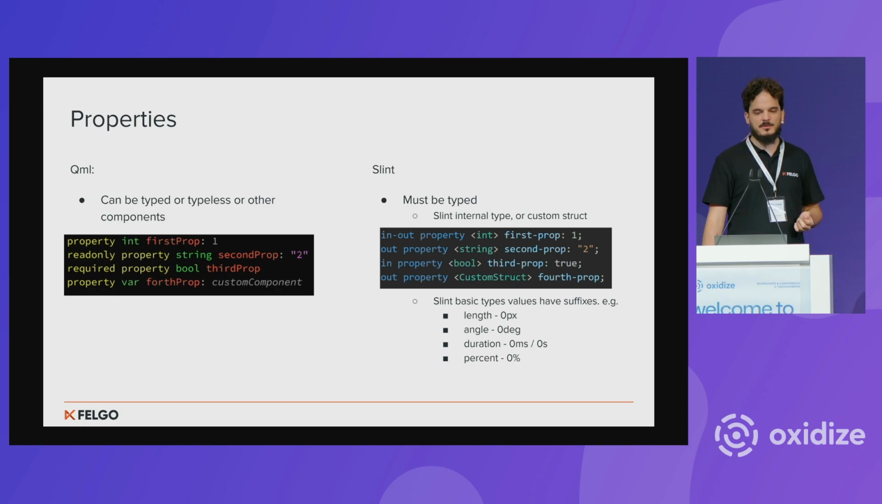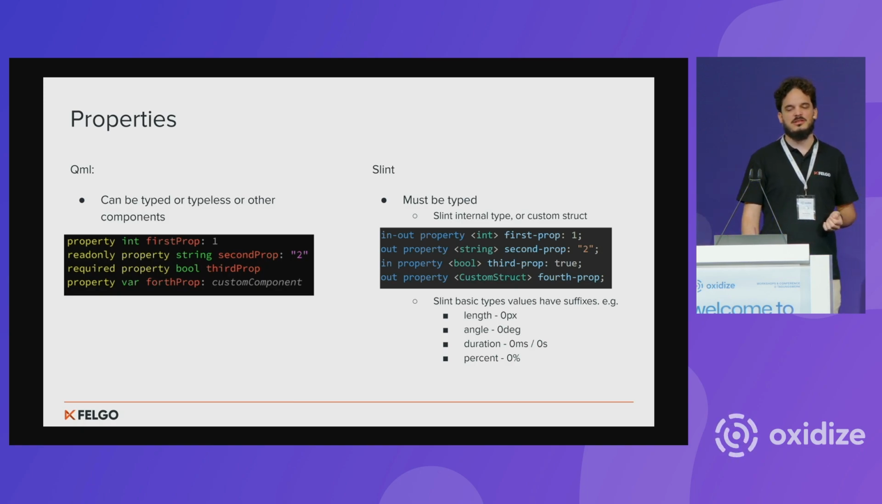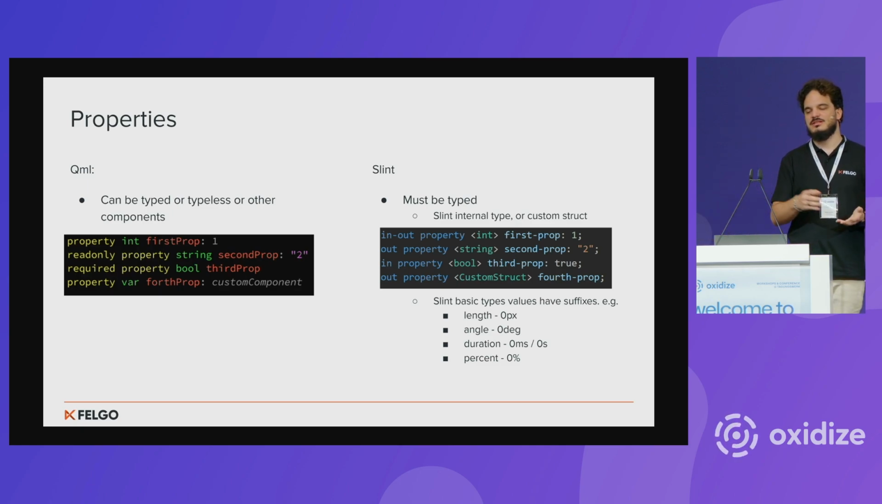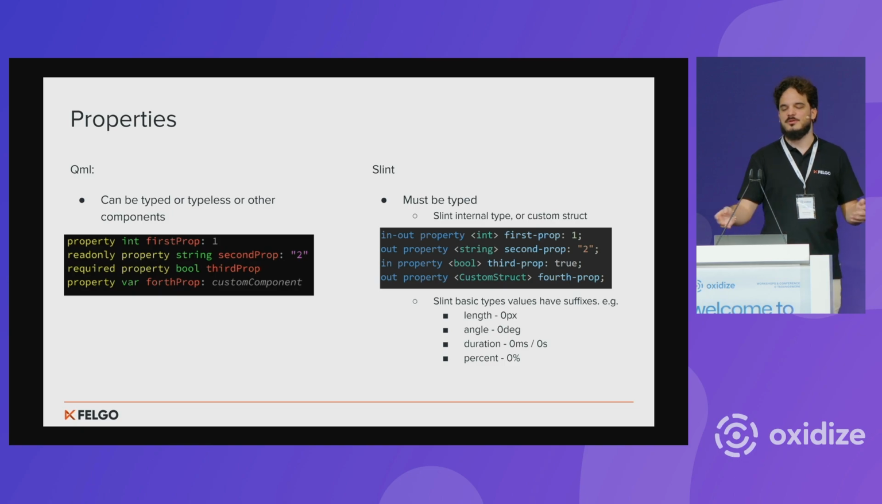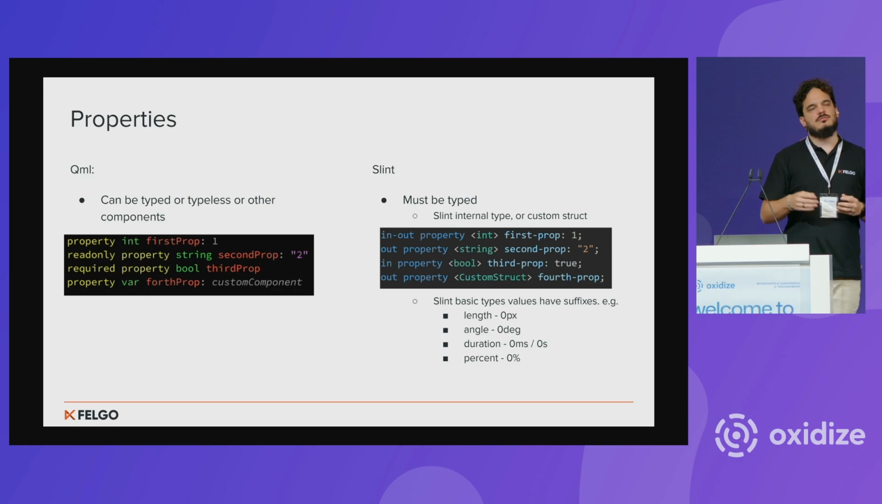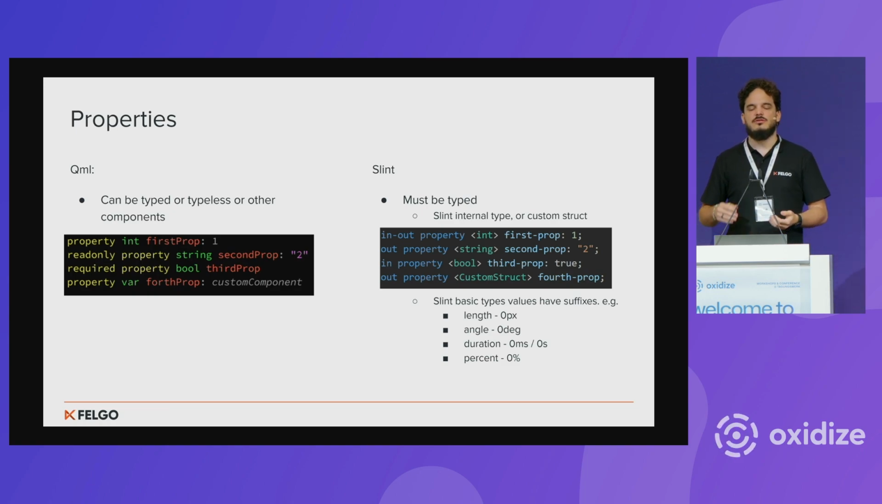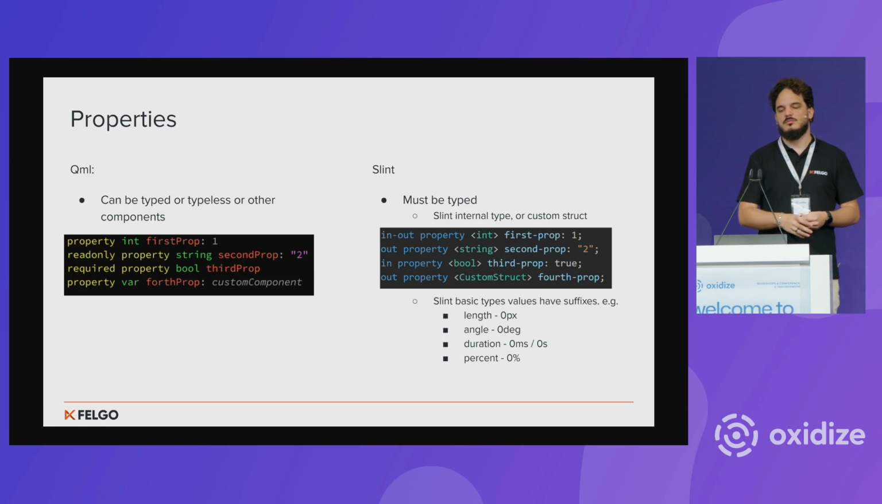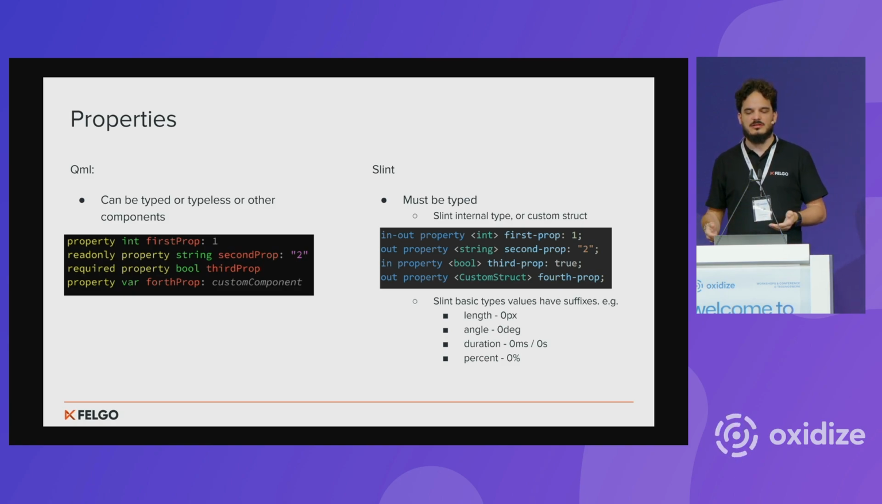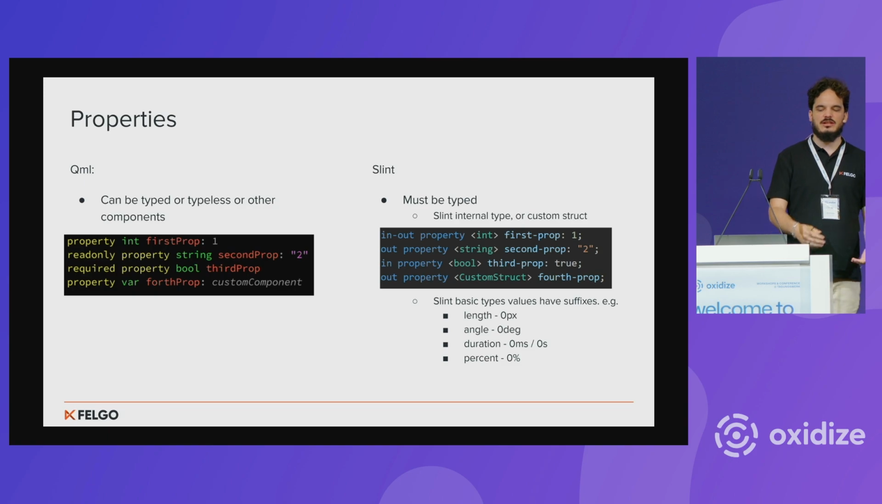So yeah, properties are present in both of them, and they look the same. Read-only is the out property, required is the in property, and the default property is in-out in Slint. The major difference is that QML properties can be typed or typeless, while in Slint, you need to use either a Slint internal type or your custom structure or custom type. And the Slint basic type values also have suffixes. So for length, you use the px suffix, and for angle, deg, and so on.